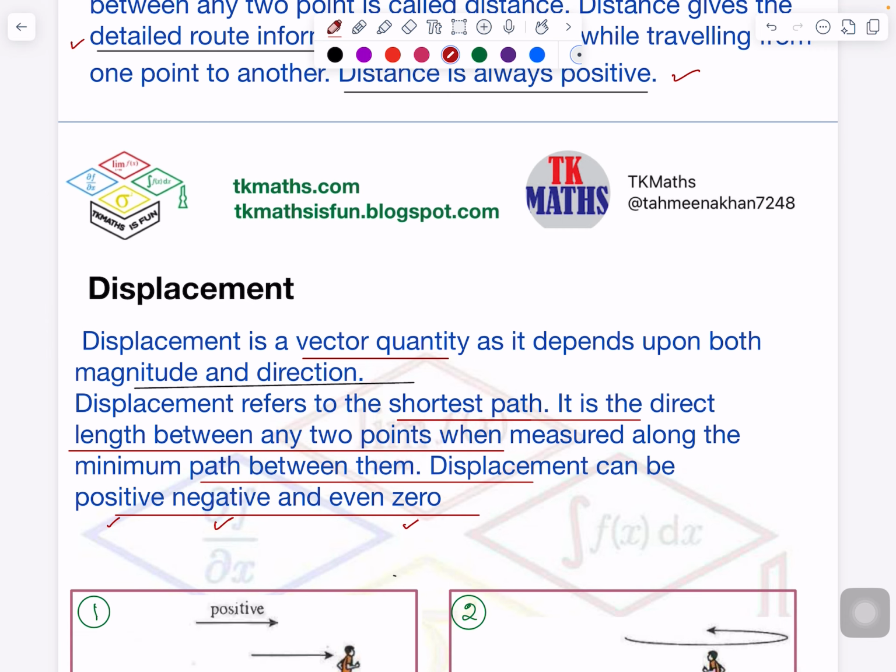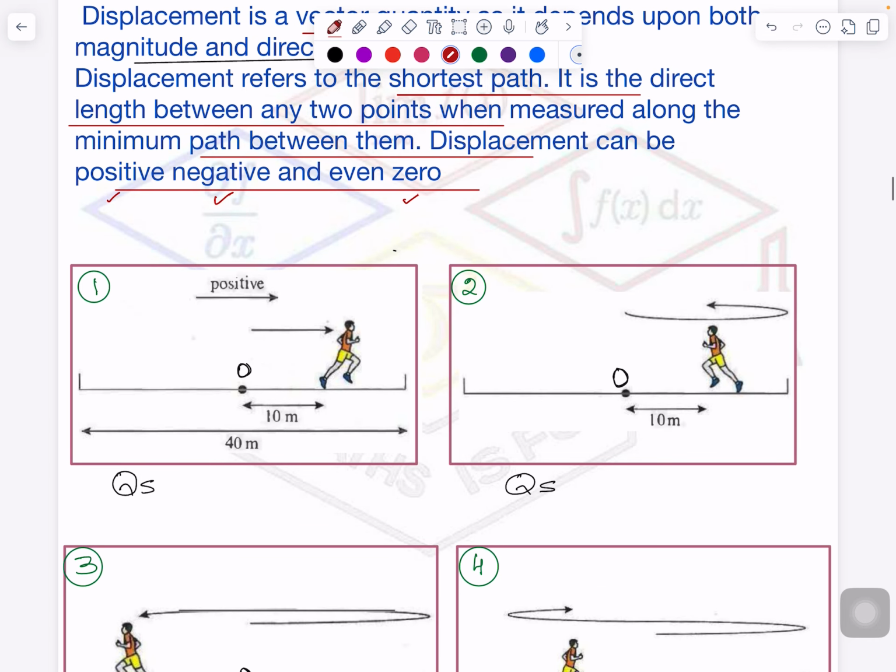So let's see with the help of the following diagrams. Number 1, I will ask a question and you will answer to check your understanding. The total distance from this point to this point is 40 meters, and the man starts running from point O in the direction shown by the arrow in the picture. If he has covered this 10 meters, what is your distance? Absolutely right, 10 meters. And what is the displacement? We are measuring displacement from O, okay? So that is also 10 meters in this case. So both distance and displacement are 10 meters.